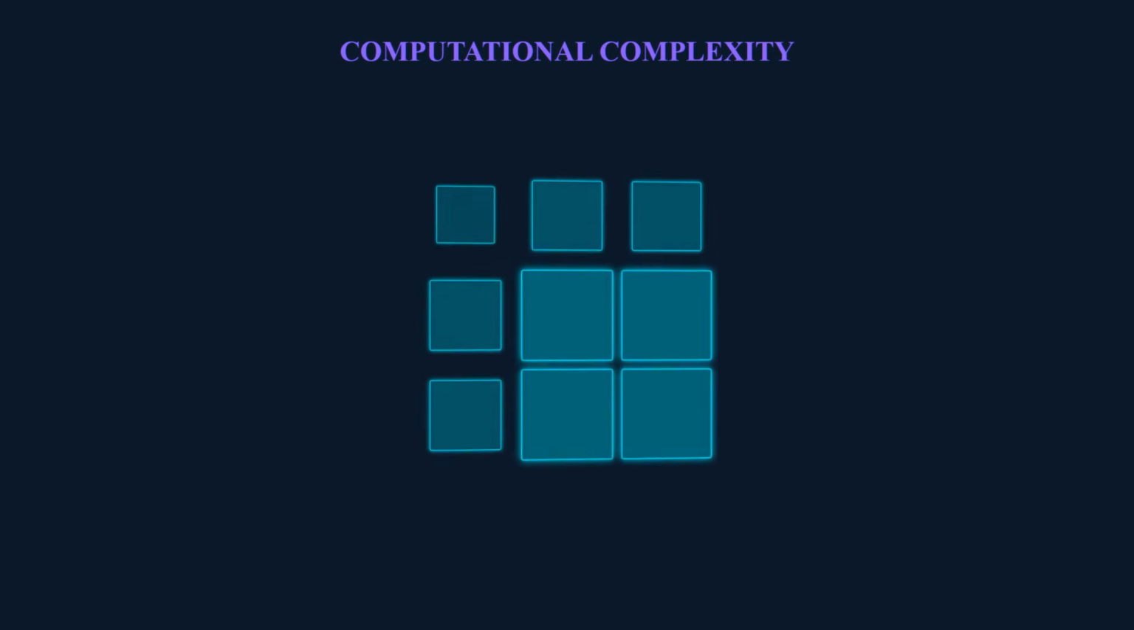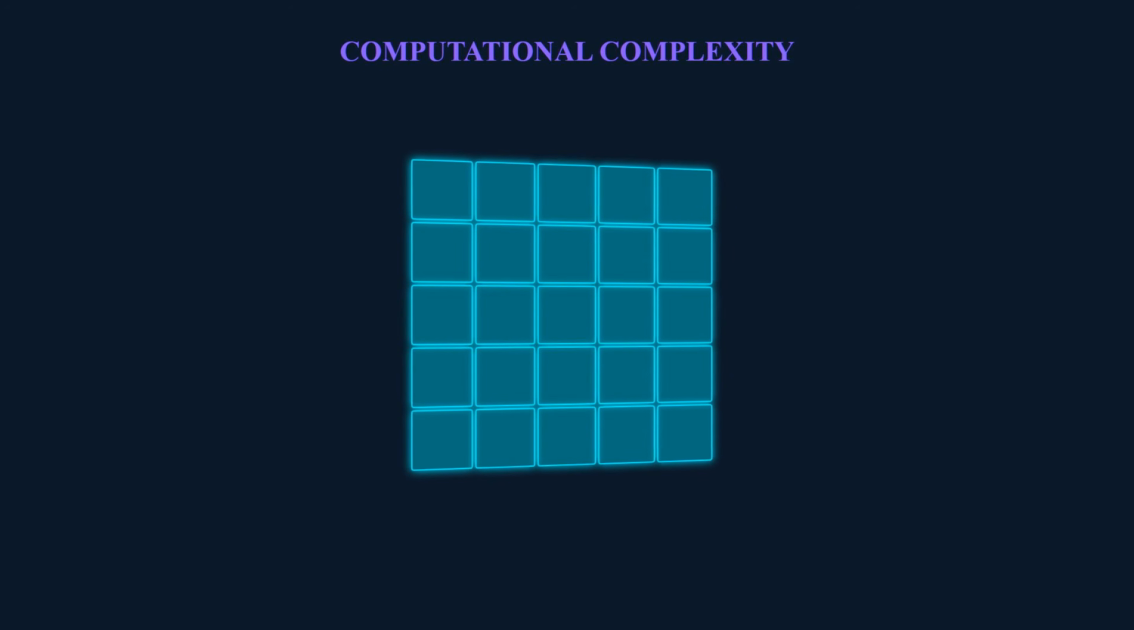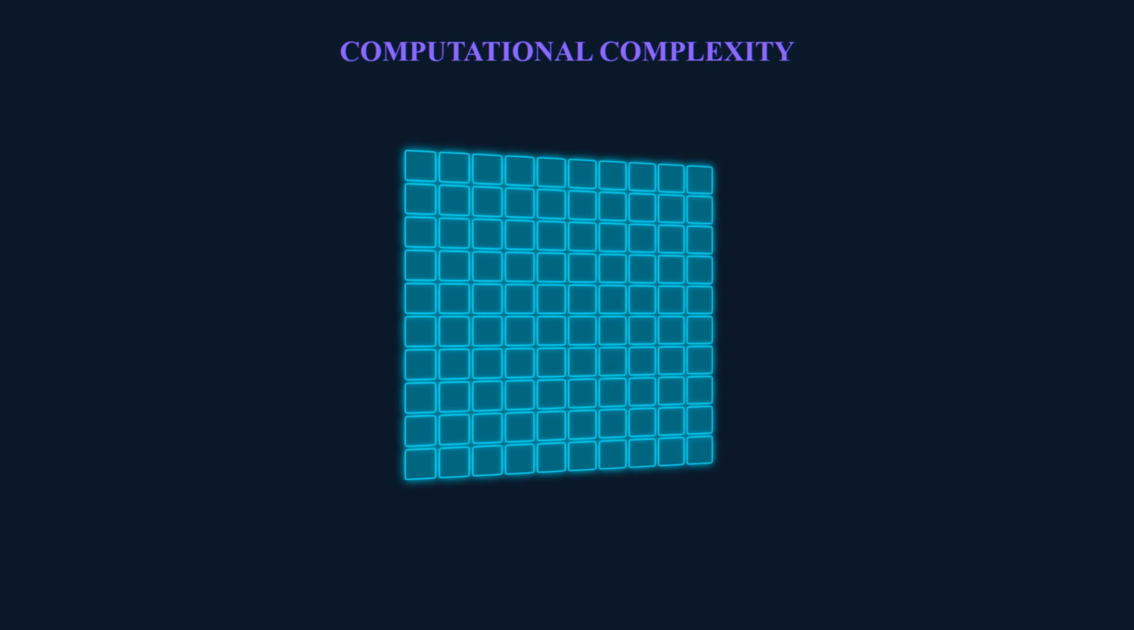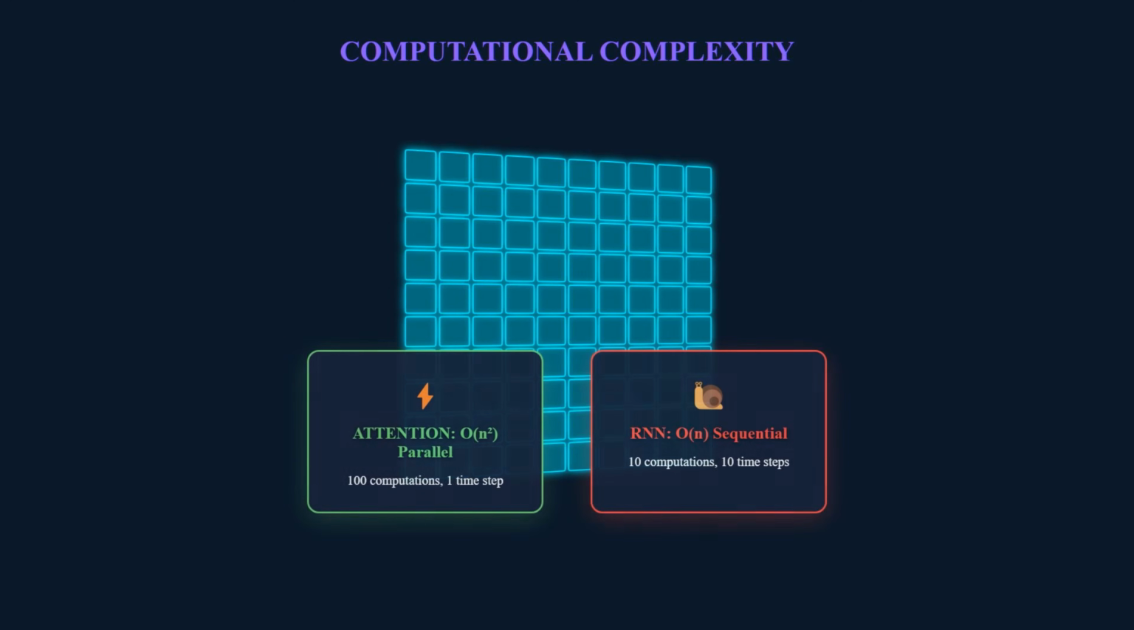Yes, it's O of n squared. Every position attends to every other position. But here's the key. It's quadratic in sequence length, not time steps. RNNs, they're linear in sequence length, but can't parallelize. For modern hardware optimized for parallel computation, attention wins.